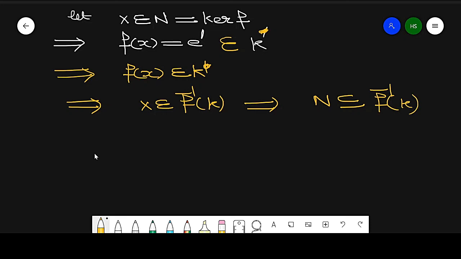So what we get? We get there is a 1-1 correspondence between subgroups of U and V, and also there is a 1-1 correspondence between normal subgroups of G containing N and normal subgroups of G by N. So this is the correspondence theorem.